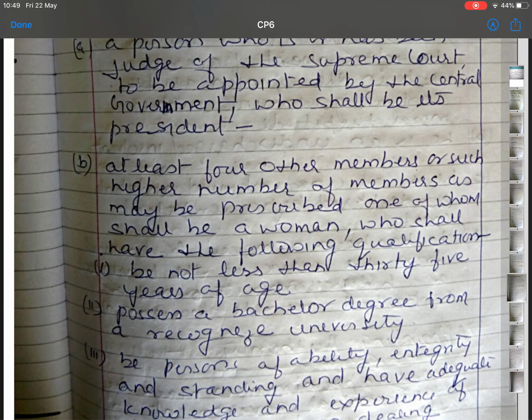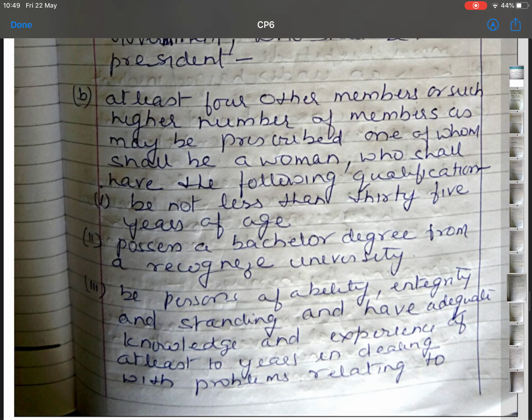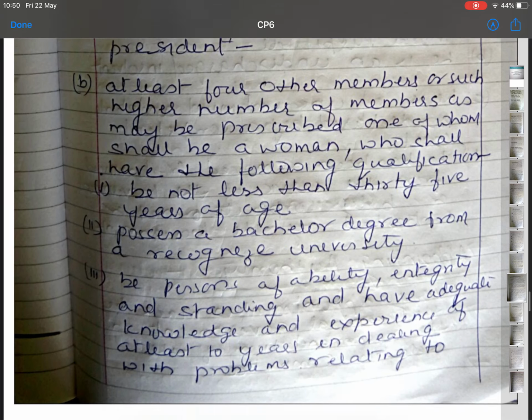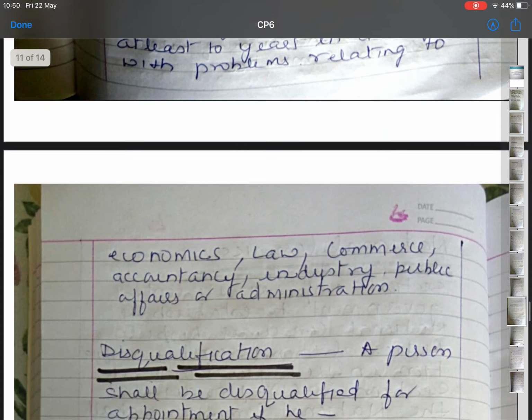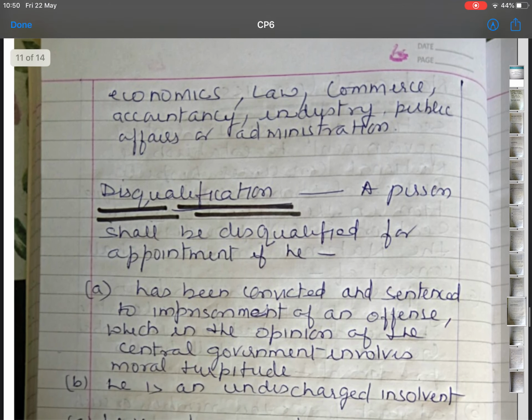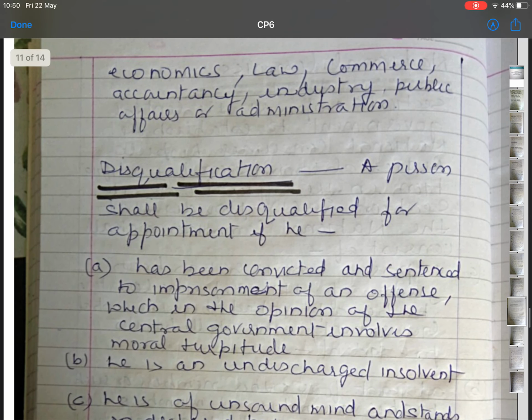The members shall have the following qualifications: not less than 35 years of age, possess a bachelor's degree from a recognized university, be a person of ability, integrity and standing, and have adequate knowledge and experience of at least 10 years in dealing with problems relating to economics, law, commerce, accountancy, industry, public affairs or administration.